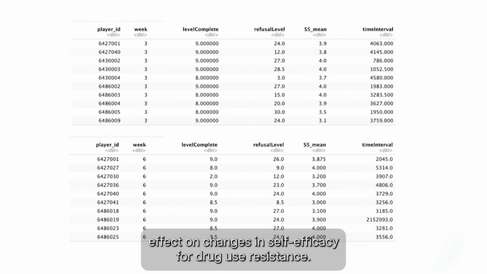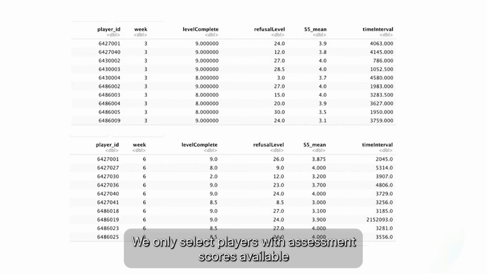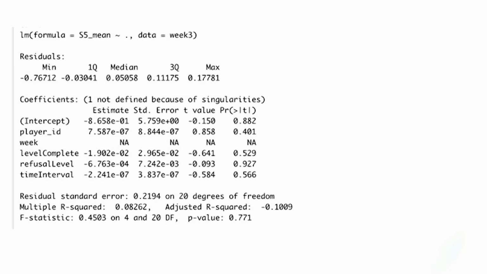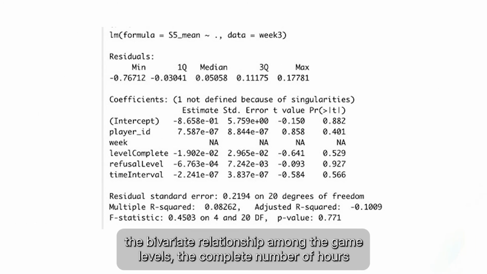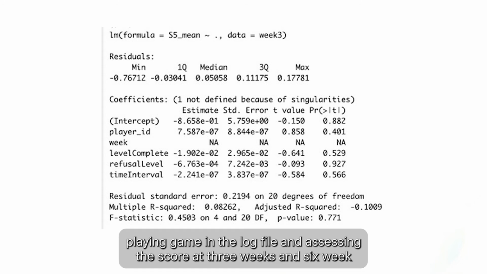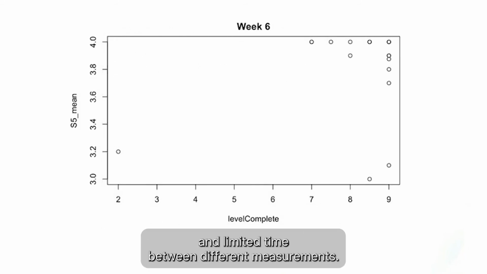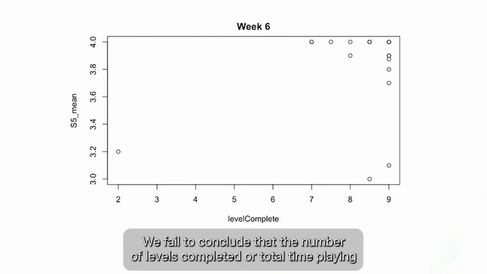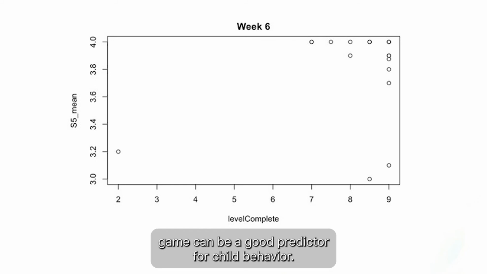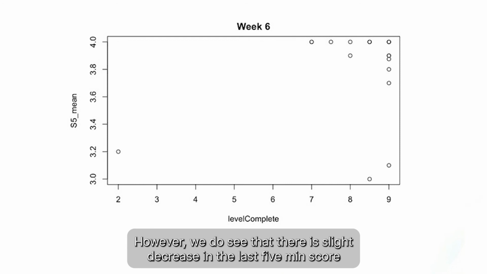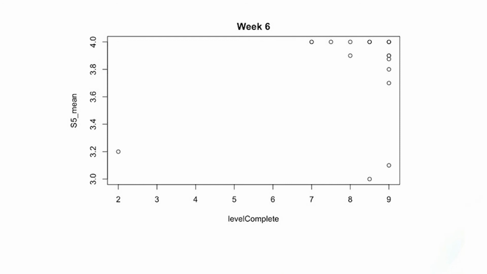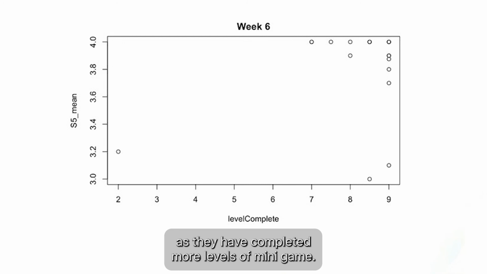In order to examine the intervention effect on changes in self-efficacies for drug use resistance, we only select players with assessment scores available. We examined the bivariate relationship among the game levels completed, number of hours playing the game in the log file, and assessment score at 3 weeks and 6 weeks. With a lot of missing log file data and limited time between different measurements, we fail to conclude that the number of levels completed or total time playing the game can be good predictors for a child's behavior. However, we do see a slight decrease in the S5 mean score as they have completed more levels of the mini-game.